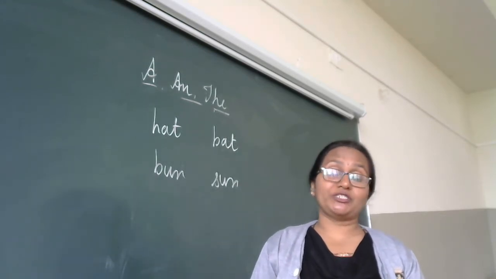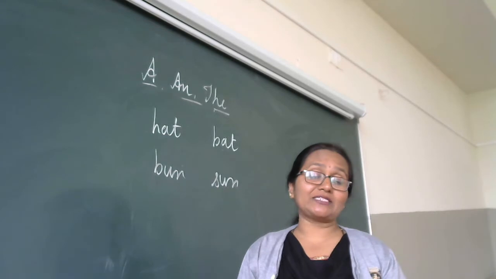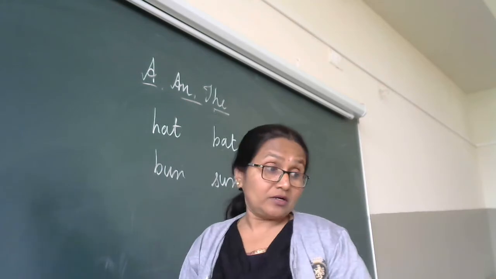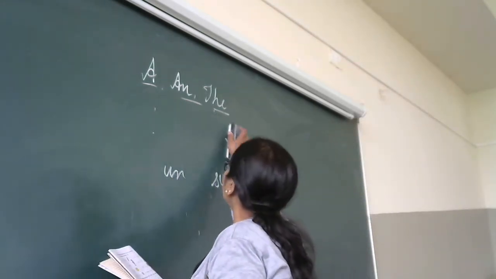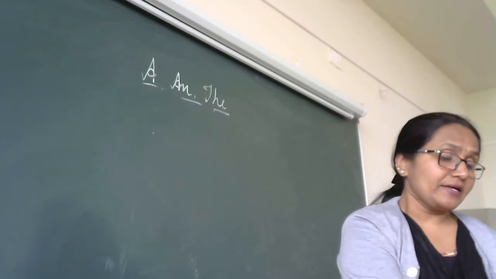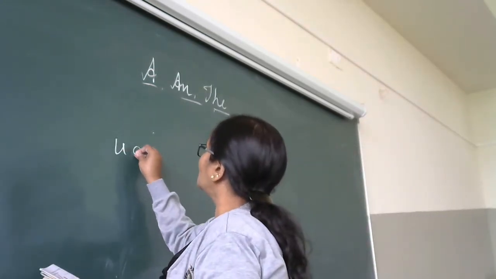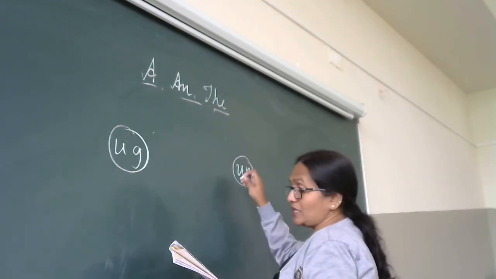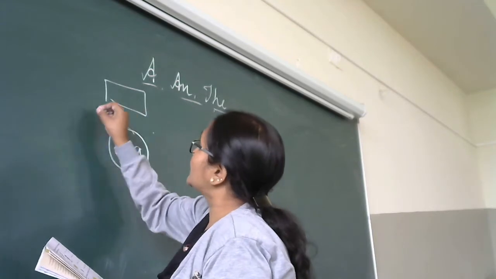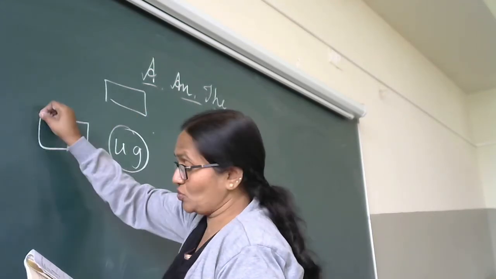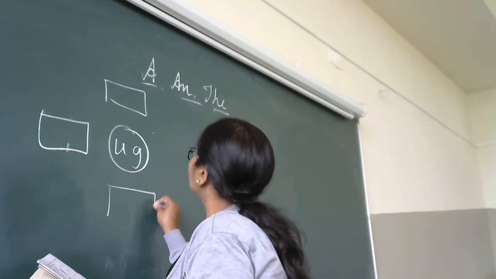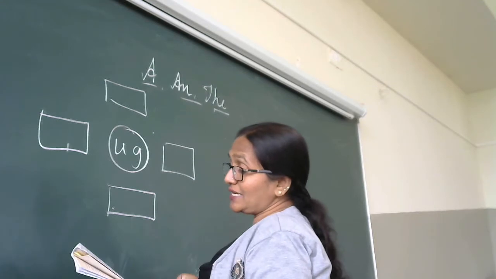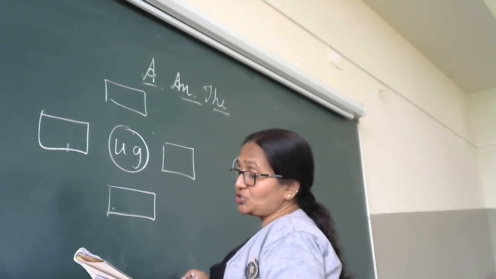Then, C question. Read the words ending in each patch. Add a consonant to make words. Here we have to add a letter. Pictures are given to you. Some words like UG, UN are given. You just see through these words, and here you have to fill in some words, to make words which begin with consonants. So read the words ending in each patch. Add a consonant to make words.